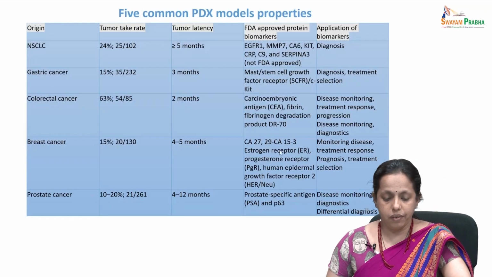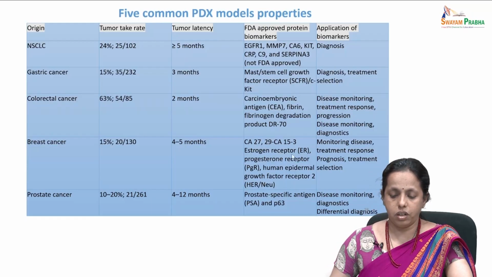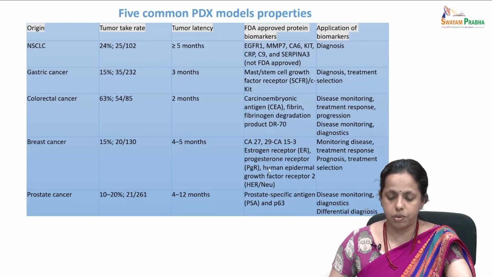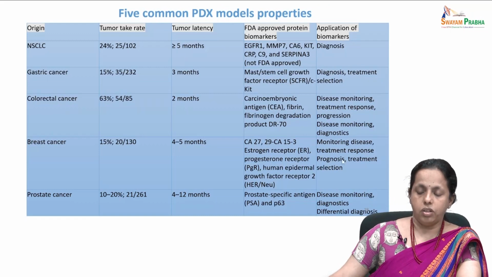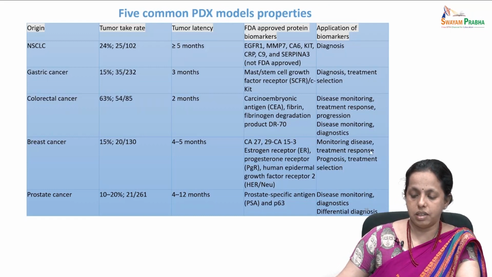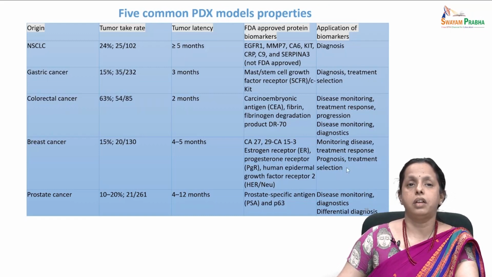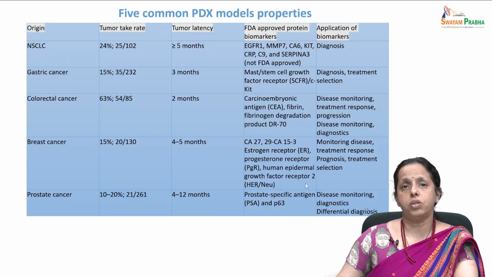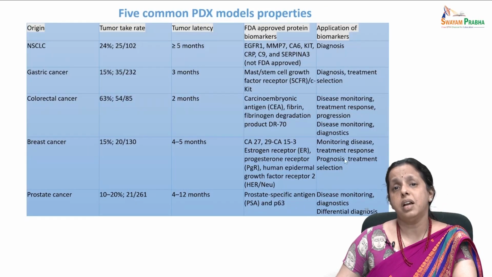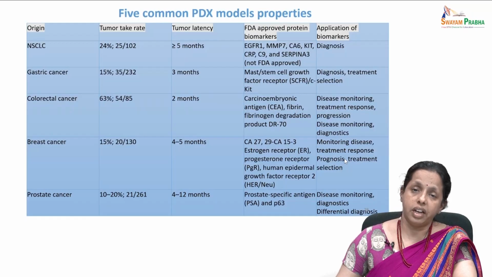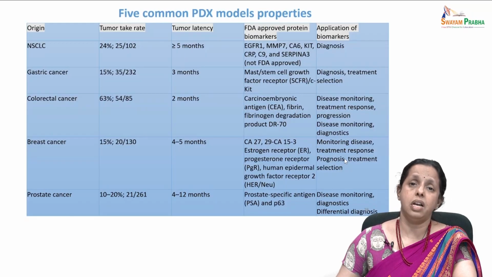So, for example, even in the breast there are very important markers like your ER and the progesterone receptor and the HER2. So, they are useful for monitoring disease, treatment response and therapeutic selection. So, these are also very important biomarkers which are used both in the age-old histopathology as well as in the novel NGS technologies and as well as in the PDX.